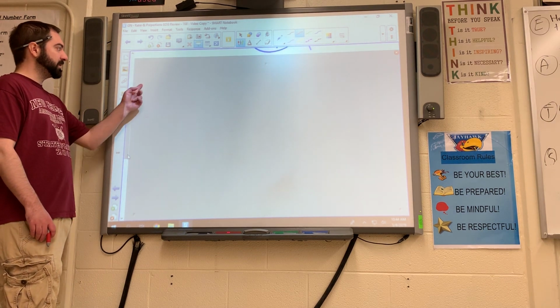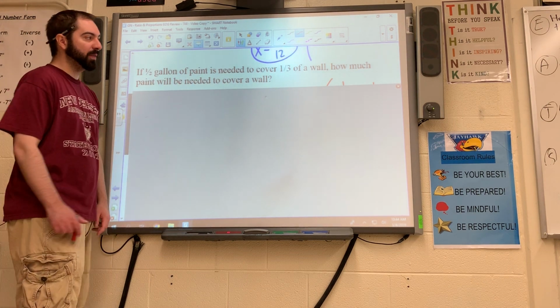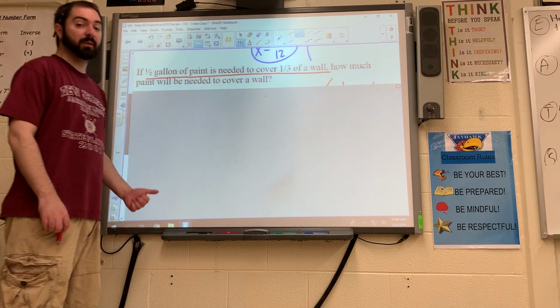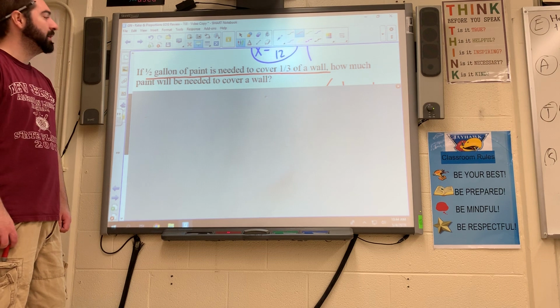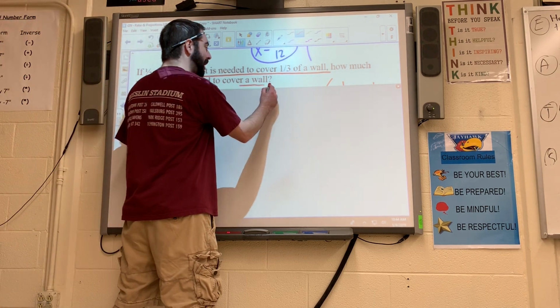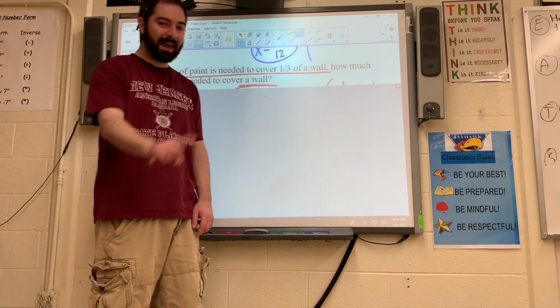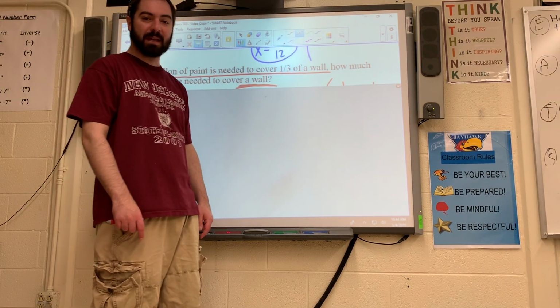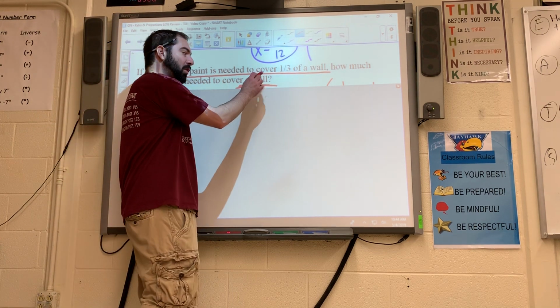Second one from this slide. If 1/2 gallons of paint is needed to cover 1/3 of a wall, right there, again, 2 numbers, same sentence, given ratio and my ticket. How much paint, we don't know, is needed to cover a wall. Well, again, they didn't give me a third number, but they said a wall, one wall, not walls, plural. They would have to tell me how many walls that would be. A wall, assume that this is one wall.